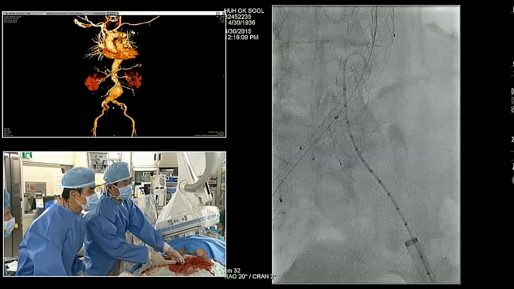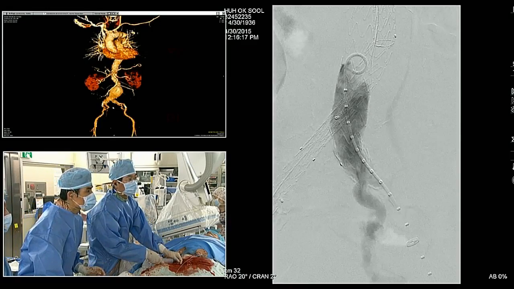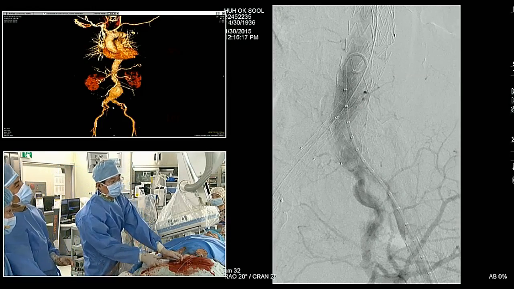Okay. So this is a key step to make sure you have no retrograde leak. Okay, good. Yeah, there is a little bit getting around.